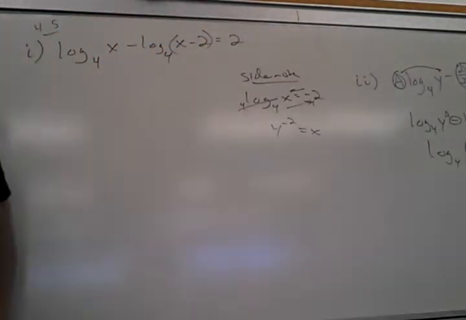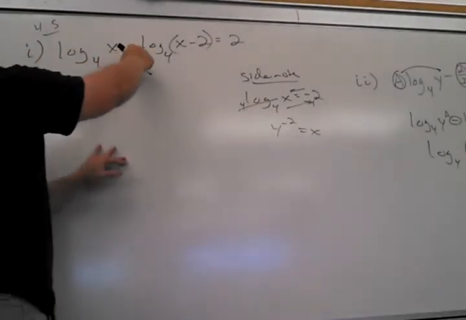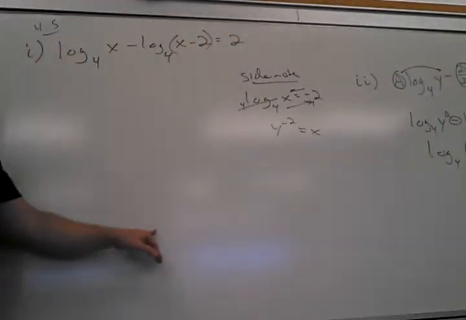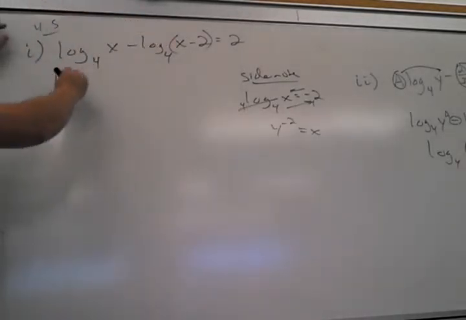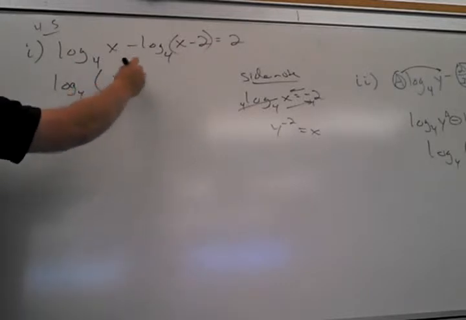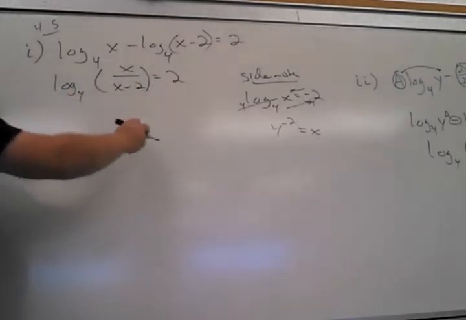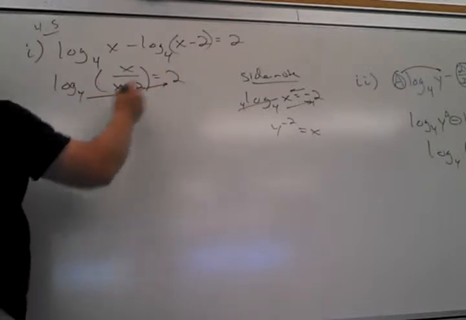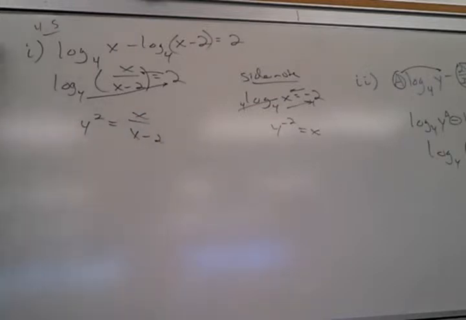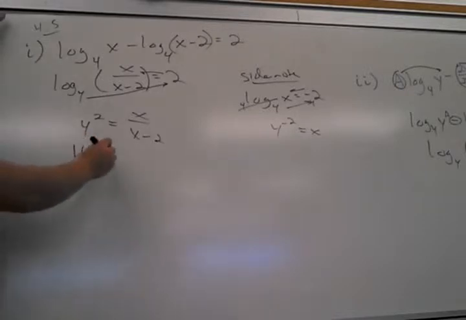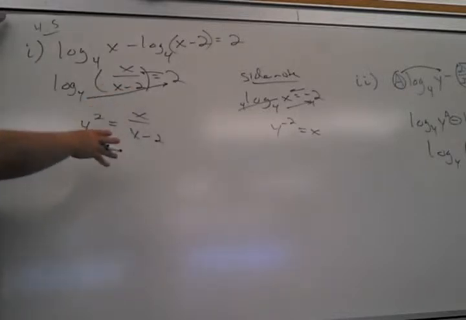Let me be more careful there. Okay, so that's all in one line. This is a log minus another log equals 2. So I'm going to rewrite the difference of these logs as log base 4 of x over x minus 2. Good. Now how do I rewrite this? 4 squared equals that business. And that should be really nice, right? How do you solve that?